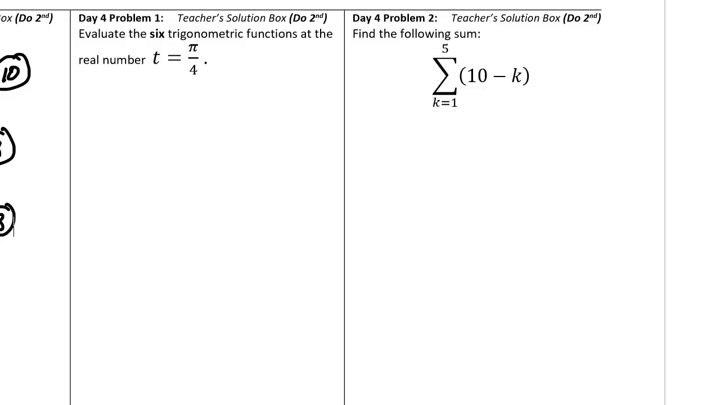Here's the answer for day 4, problem 1. Evaluate the 6 trig functions for the real number t equals pi over 4 radians. The first thing we do is we're going to list those 6 trig functions.